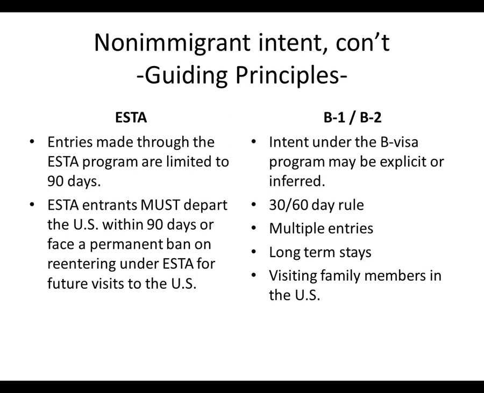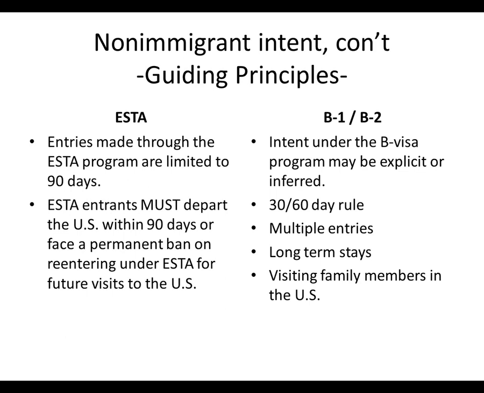We have made a notation of the 30 and 60-day rule here, and visiting family members in the United States, because in fact, all of these bullet points from 30 to 60 day down can be considered red flags for B1, B2 travel. They're things that you should be aware of if you intend on changing your status, which we'll cover in greater detail in the future, within 30 or 60 days.